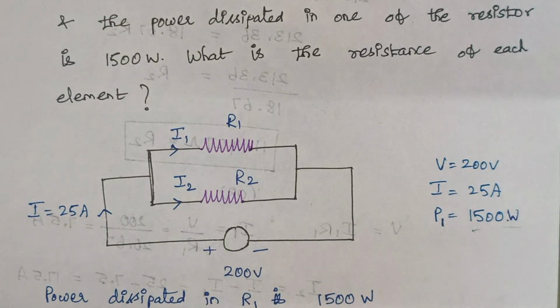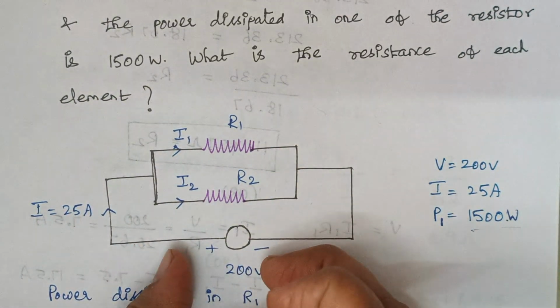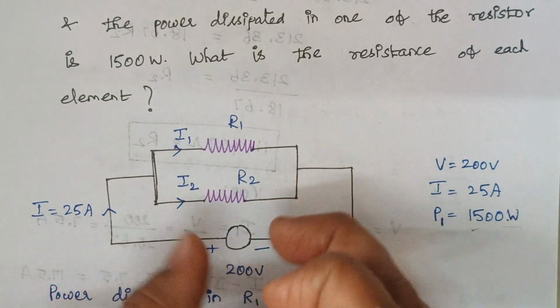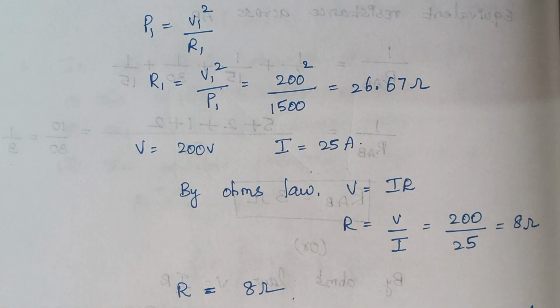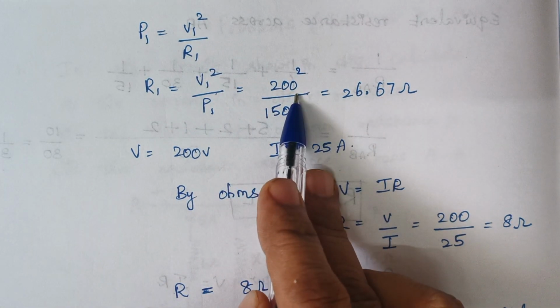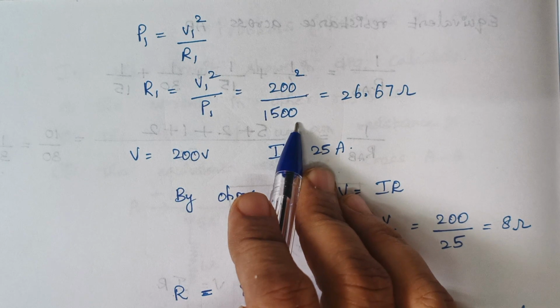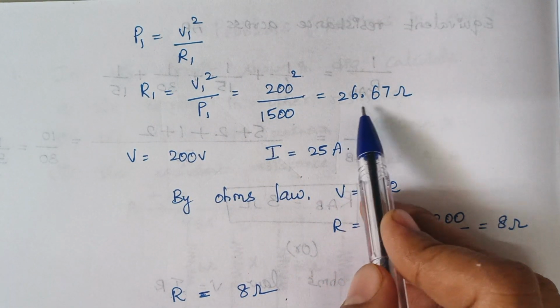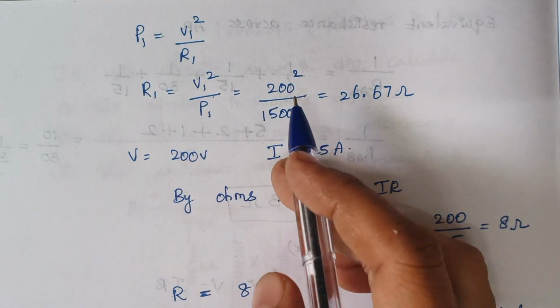Since resistors are connected in parallel, you see voltage across this R1 is 200. Similarly, voltage across this R2 is also 200, right? So here the voltage across the first resistor is 200, right? So 200 square divided by power dissipated, 1500. So here the answer is 26.67 ohms. Okay, we have calculated R1.